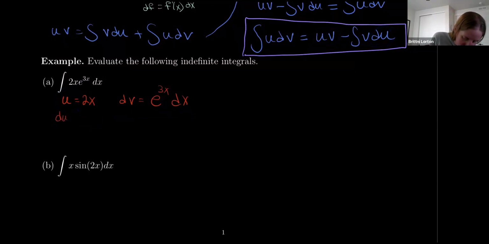So you're going to need a du, and it's the same as it was for u sub. This is no different. The derivative of 2x is just 2. And don't forget your differential, just like we did before. Every differential needs that differential.